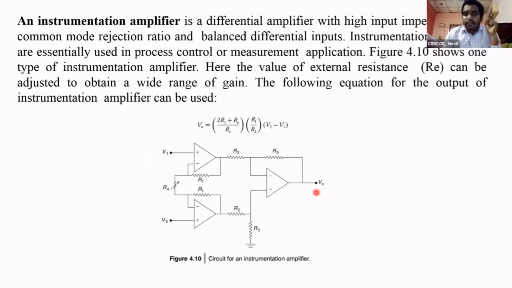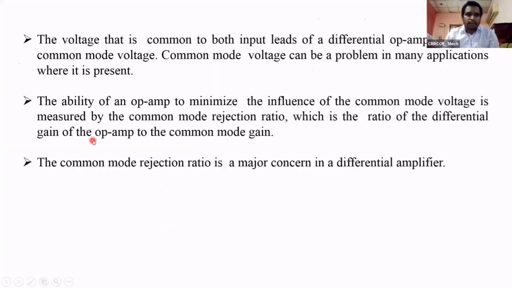Then only we get better readings and better working of this operational amplifier. For avoiding that common voltage, we have a parameter, that is the common mode rejection ratio. To minimize common mode voltage, we need a high common mode rejection ratio, which is desirable for many applications. That is the advantage of the instrumentation amplifier. Okay, this is about the operational amplifier.